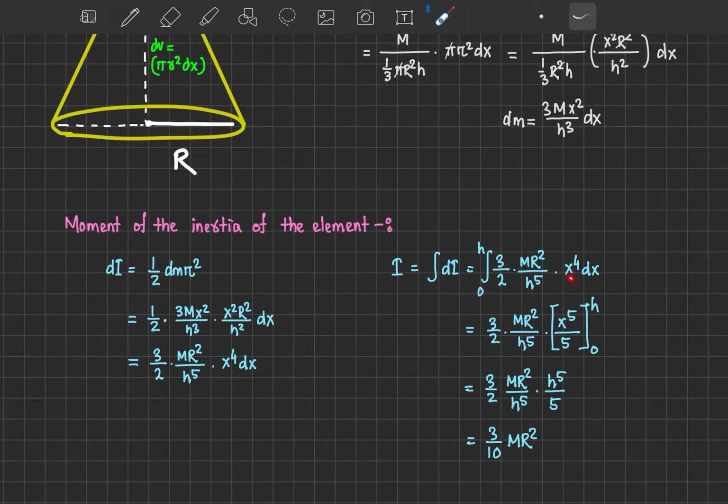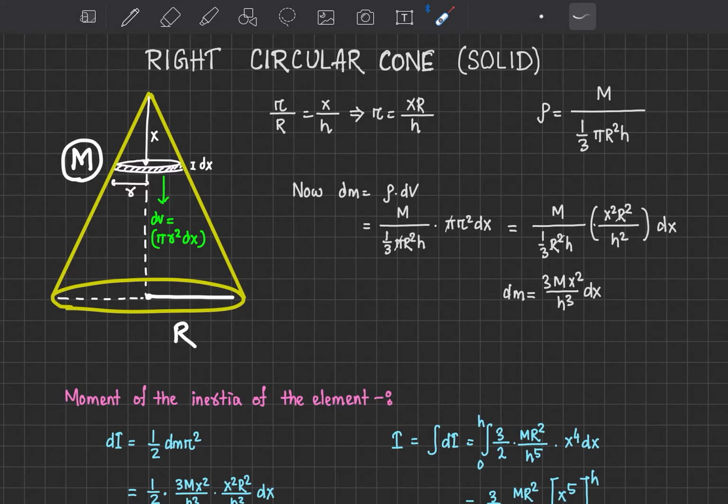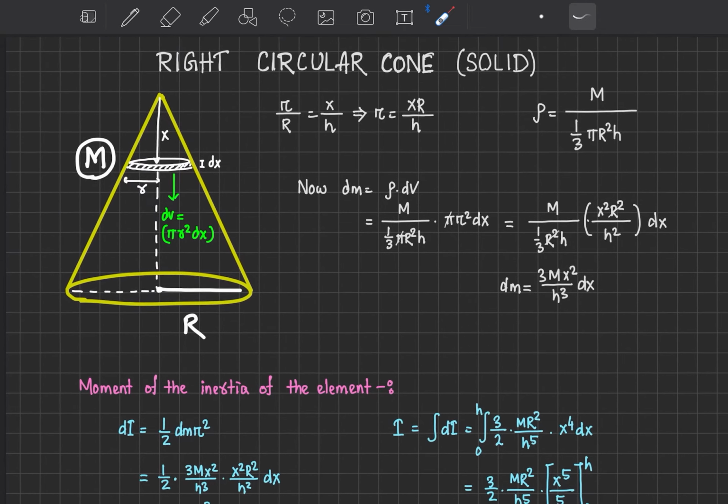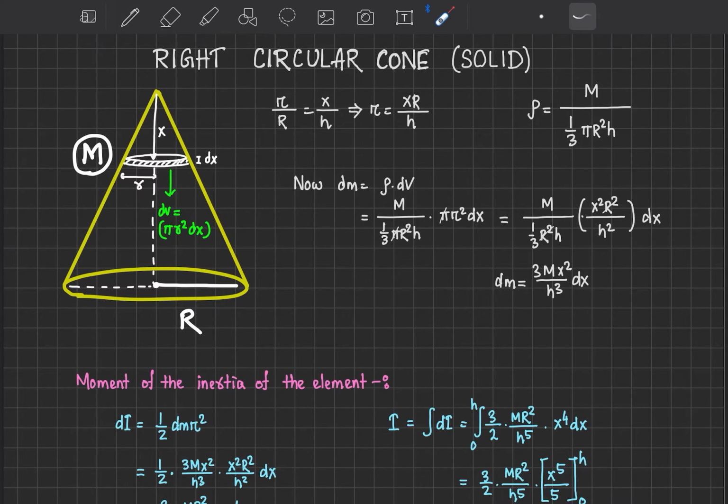So the integration of x to the power 4 dx is x to the power 5 by 5, and putting the values of h, the h part cancels out and we are getting 3 by 10 into M R square. This is the formula for the moment of inertia of a right circular cone about its altitude.